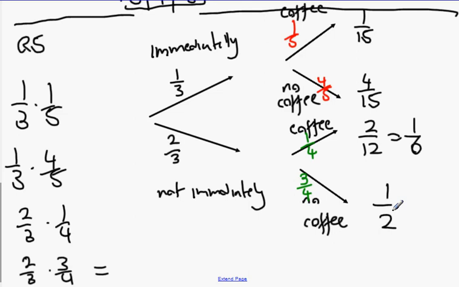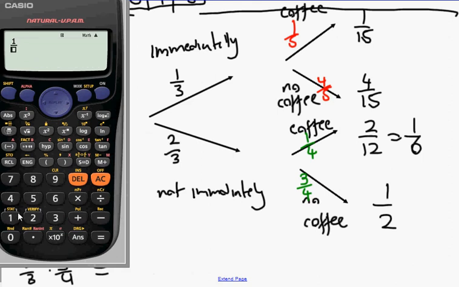Because these are all percentages, and 1 as a percentage, 100%, as a number is 1. 1 is 100%. A half is 50%. So let's check if they all add up to 1. Let's figure this out. 1 in 15 plus 4 in 15 plus 1 in 6.